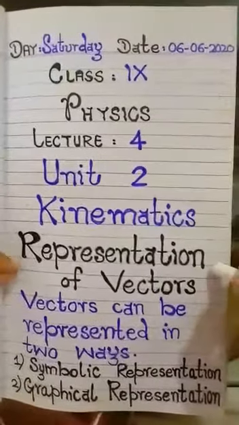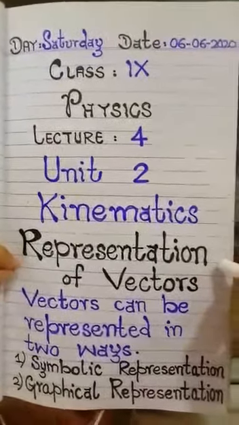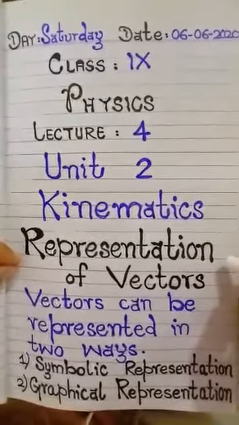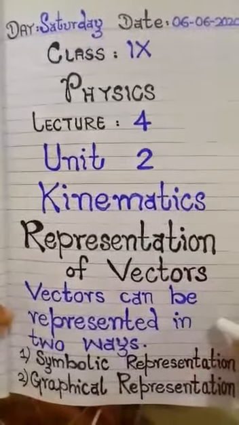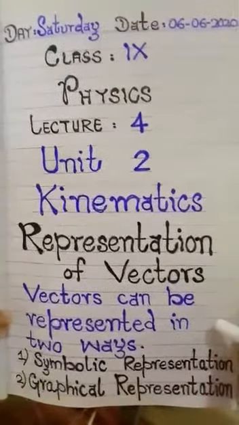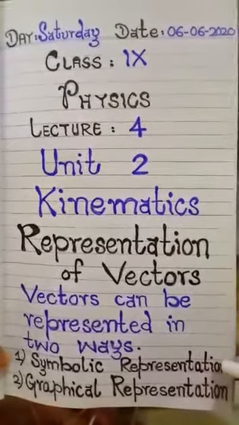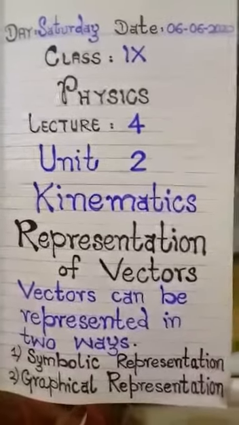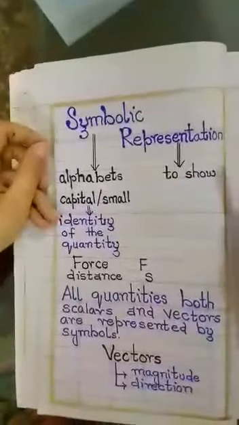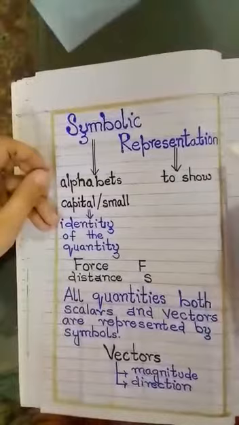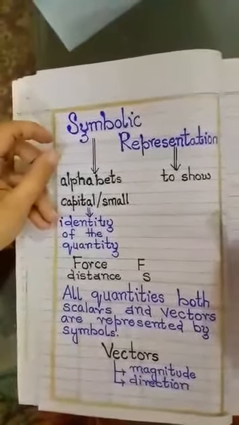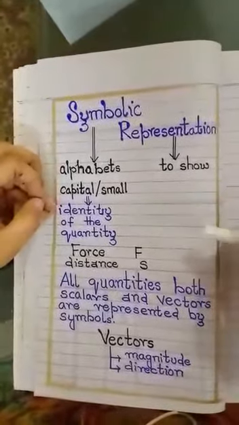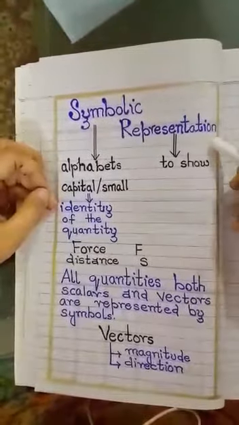The topic which I am teaching to you is the representation of vectors. Students, vectors can be represented in two ways: symbolic representation and graphical representation. Symbolic representation. Students, the word symbol literally means alphabets, either small or capital. And representation means to show.